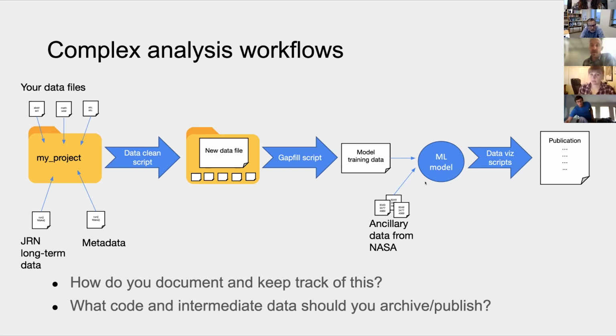Maybe you're bringing in ancillary data like remote sensing data sets from NASA. And then you have a bunch of data visualization scripts that create the figures to put in your publication. So there's a lot of steps there, a lot of code, a lot of data files. How do you document and keep track of all that? And also, what are you going to publish out of that? Do you publish all of this? Do you just publish the raw data? Do you need to publish the data that's behind the figures, which is maybe not that similar to the raw data?